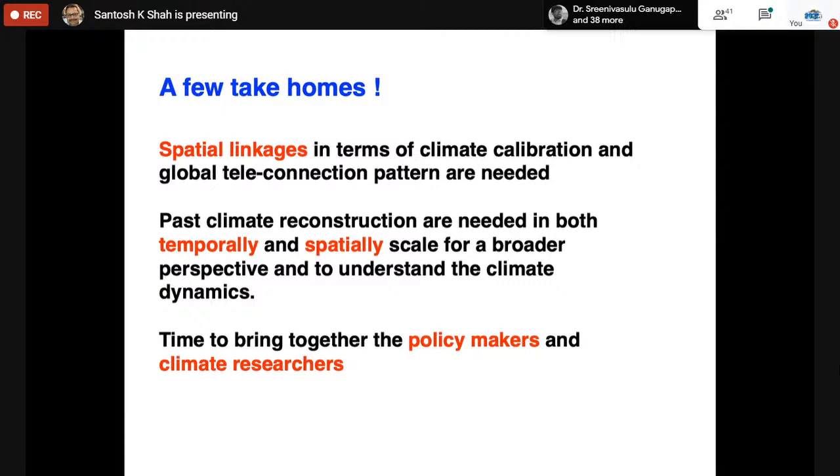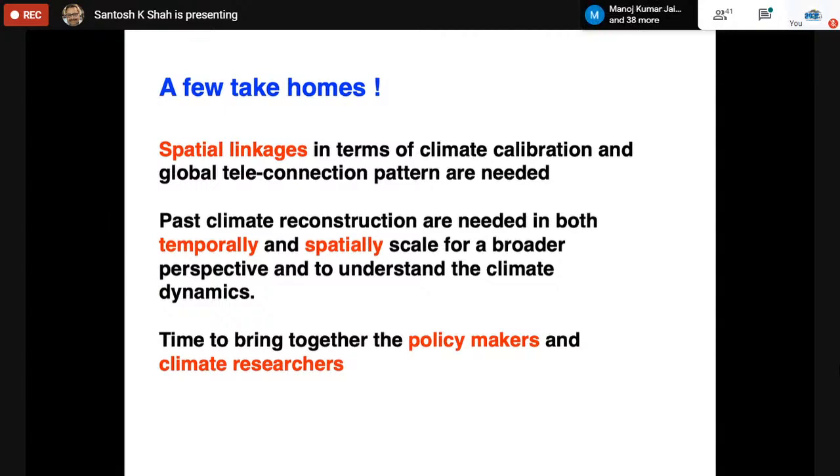Especially, we have to reconstruct the climate on a spatial scale, because we have different climate zones in eastern Himalaya and western Himalaya. So we have to see which tree rings are responding to which climatic signal, whether they are coming in the same pattern or a different pattern, and what factors are playing an important role. These things we have to study, and it is still lacking and needs to be further pursued, to understand the broader perspective of the climate dynamics of the Himalayan region.